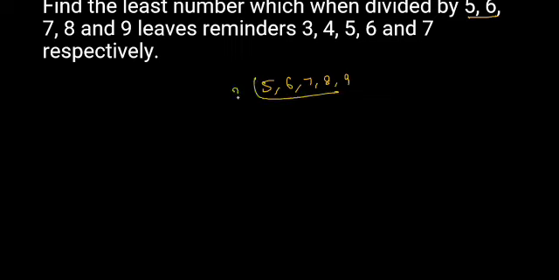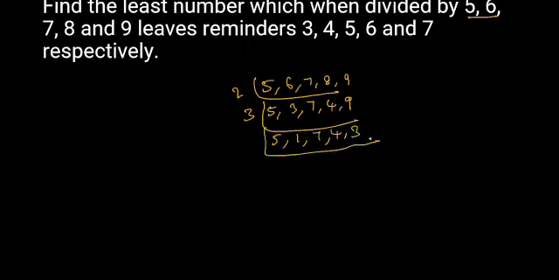Now we try to divide by 2. So 5, this goes 3 times, 7, this goes 4 times, and 9. Now we try to divide by 3: 5, 1 time, 7, 4 and 3 times. Finally we try to divide by 2: 5, 1, 7, 2 and 3.